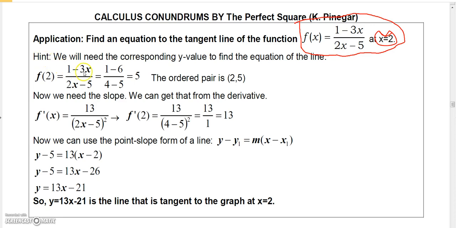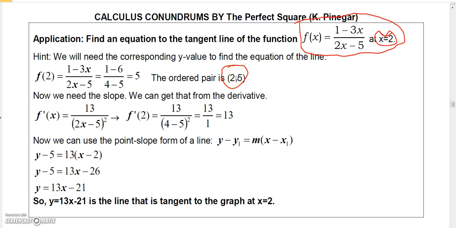So when we plug 2 into this function, in the numerator we get 1 minus 6, which is negative 5. And in the denominator I get 4 minus 5, which is negative 1. So we have negative 5 divided by negative 1, which is 5. So the ordered pair, or the point that we're working with here, is the point (2, 5).